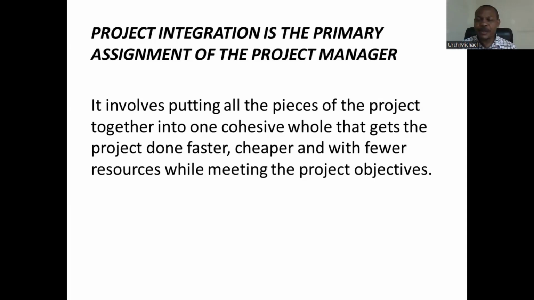You're putting all these pieces together so that you want to make sure that everything works together. All right, there's agreement in your project execution. So that is just what project integration is all about.